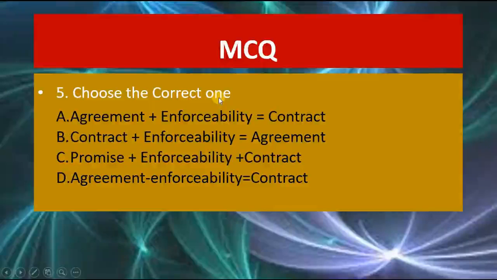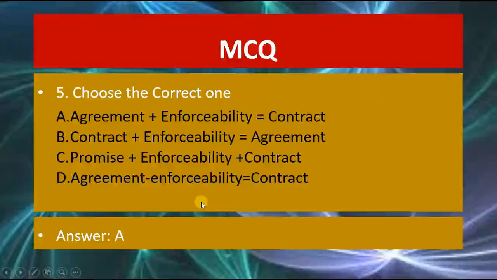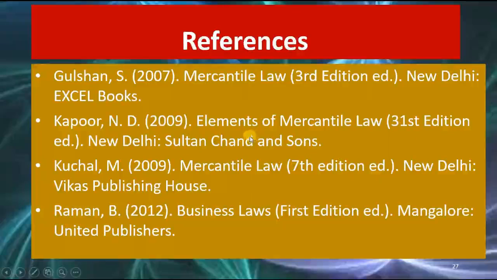Choose the correct one. Agreement plus enforceability equals contract. Contract plus enforceability is equal to agreement. Promise plus enforceability equals contract. Agreement minus enforceability equals contract. A little confusing, but I'm sure you'll guess the answer, that is agreement plus enforceability equals contract.